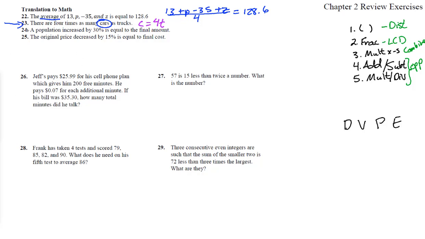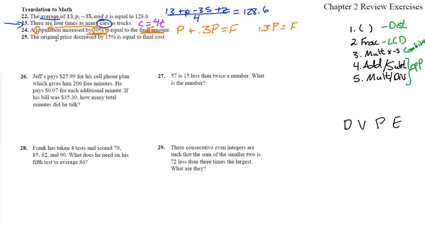Okay, next one, number 24. A population, that's going to be a variable p, increased by 30%, that's our data, is equal to the final amount. There's another variable that we don't know. Now as a number, 30% is 0.3. But they never stand on their own. It's always 30% of what? And it's of that original population. So p plus 0.3p equals the final amount. And of course, if you wanted to write the shortcut, 1.3p equals the final amount, that would be perfectly fine as well. In fact, let me write that out. 1.3p is the final.